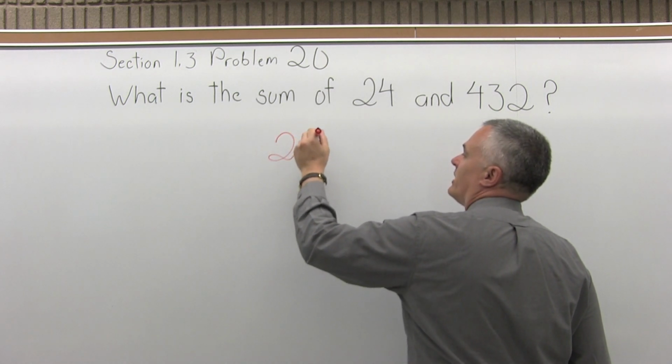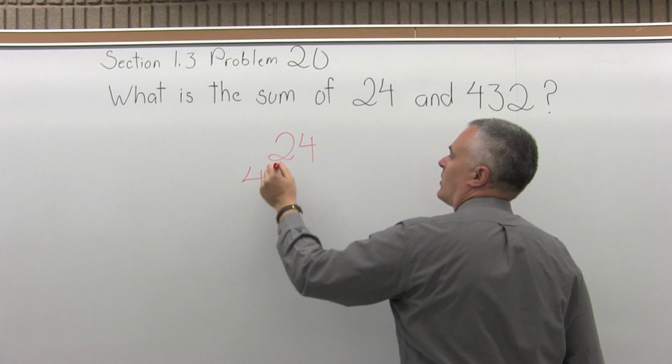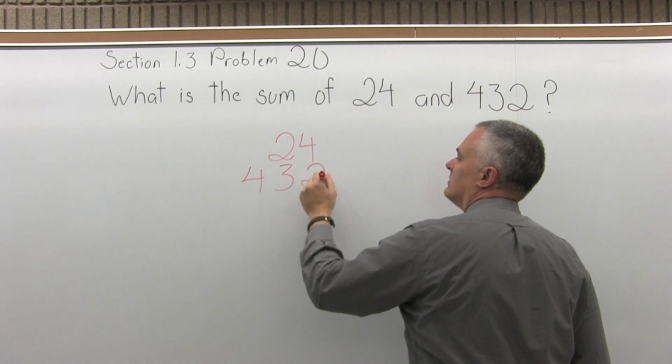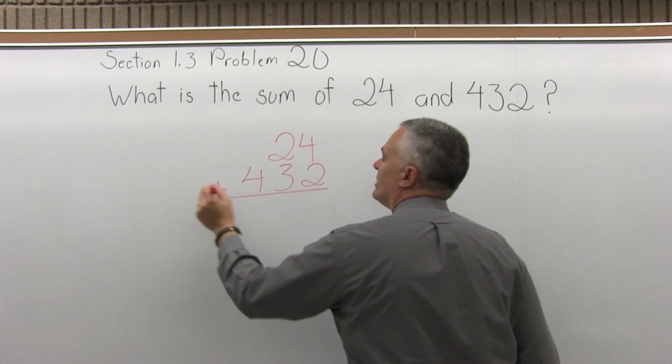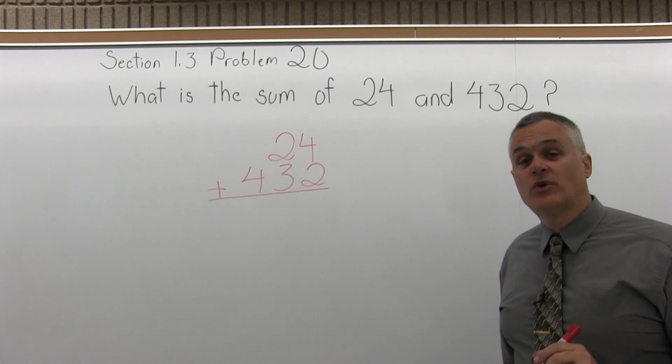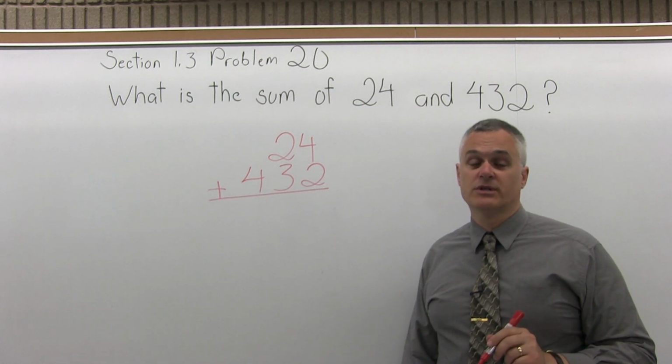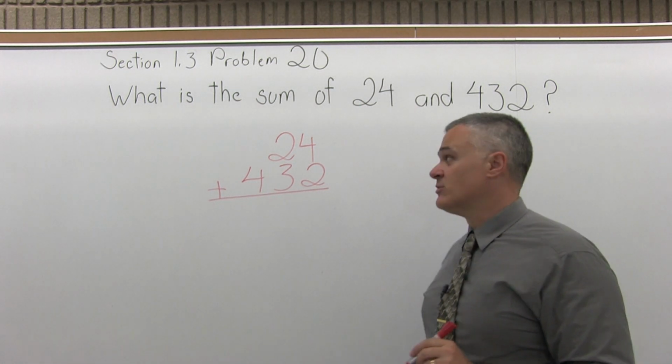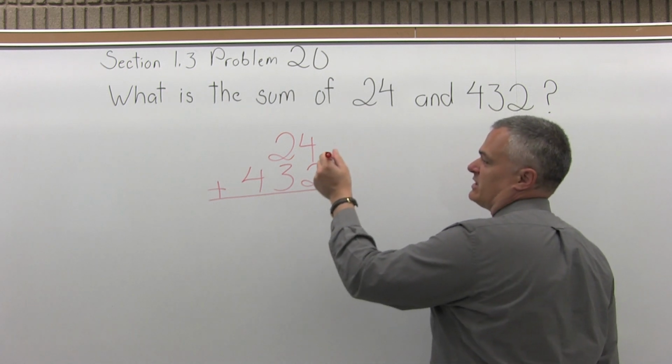So we can just write 24, 432, and add. And we can really add them in either order. We could put the 432 on top and the 24 underneath, and you would still get the same result. I just wrote them in the order they were given in the problem.